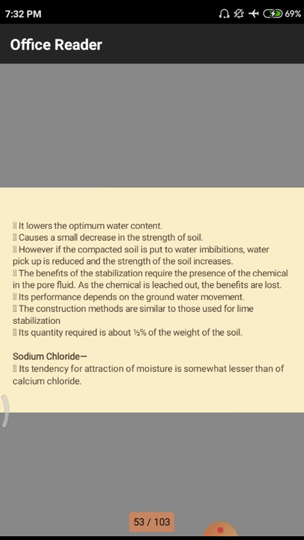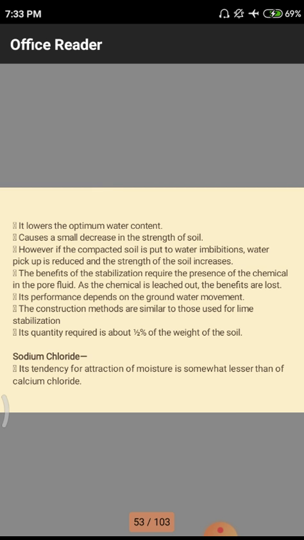We have to go for artificial improvement of bearing capacity whenever we are using calcium chloride or sodium chloride as a soil stabilizing agent.